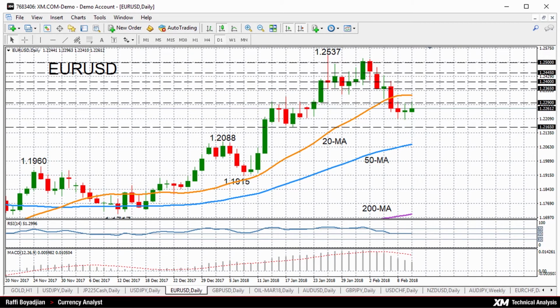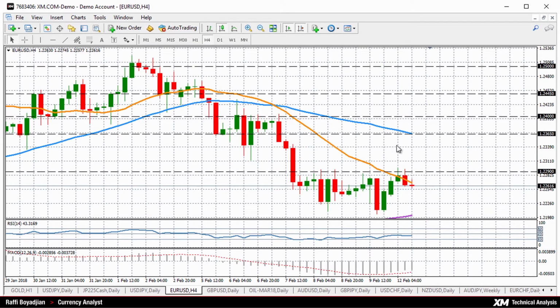Let's move on to euro dollar now. We can see the euro dollar is also fairly neutral at the moment. RSI is flat at the 50 level. There is immediate resistance just below the 1.23 handle at around 1.2290. That was also a previous resistance area. If we move on to the 4-hour chart, we can see the next resistance will likely come from the 1.2365 level. That's also where the 50-period moving average is currently at in the 4-hour chart.